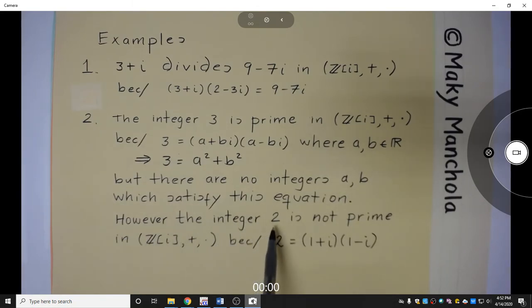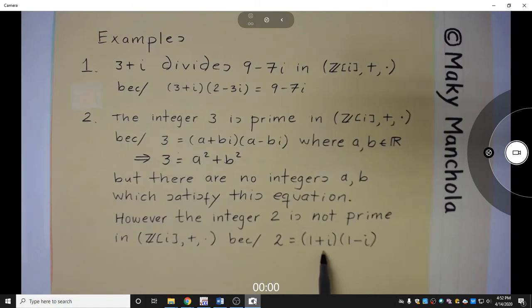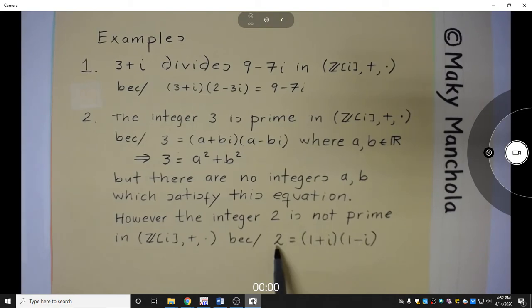However, the integer 2 is not prime in the structure of Gaussian integers. That is because 2 is the product of 1 plus i and 1 minus i, each of which is a prime Gaussian integer. Neither of them is 1, negative 1, i, negative i, and neither of these factors is 2, negative 2, 2i, negative 2i.